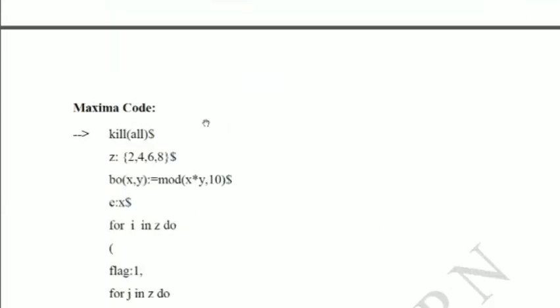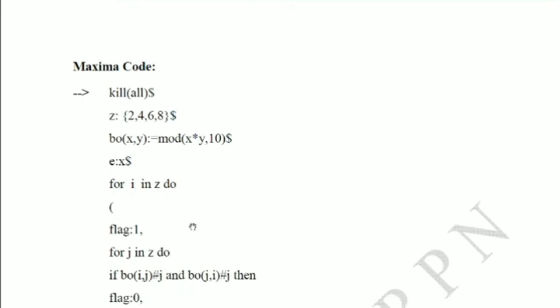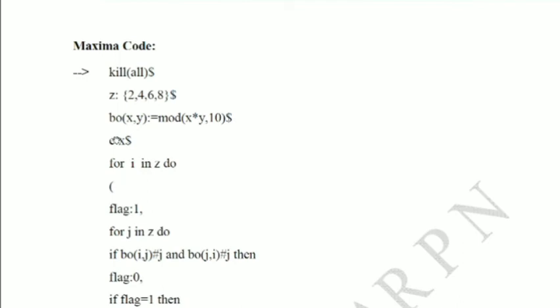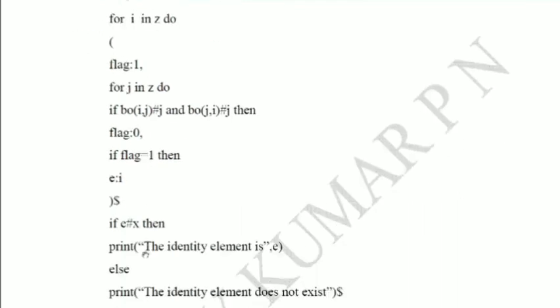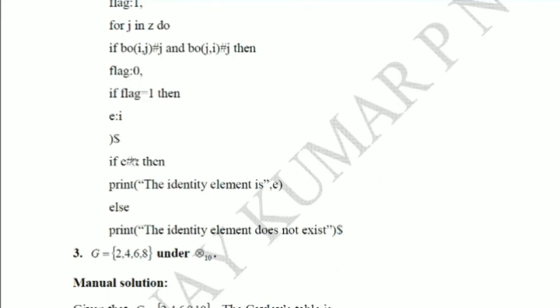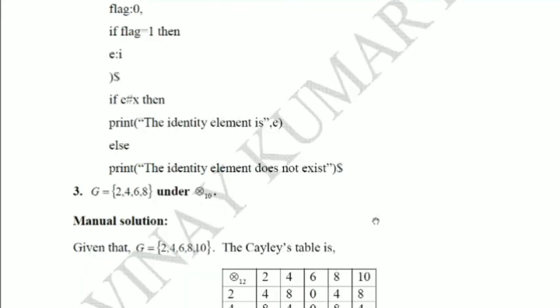So the Maxima code is the same. The only thing is, I have to change the set and binary operation. The remaining things work in the same fashion which I explained in the earlier problem. Right? Remember, I've called E as some unknown X. Whatever you call here, the same thing you write here. If I put some B, say E is B, then if E is not equal to B, then print identity is, otherwise the identity element does not exist. That's how you have to write.